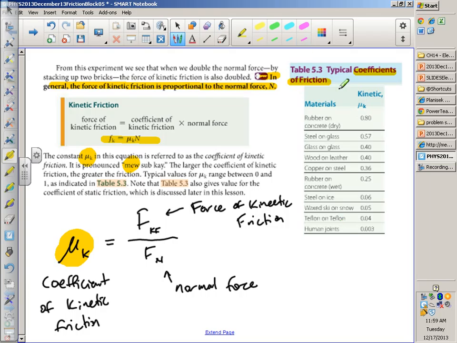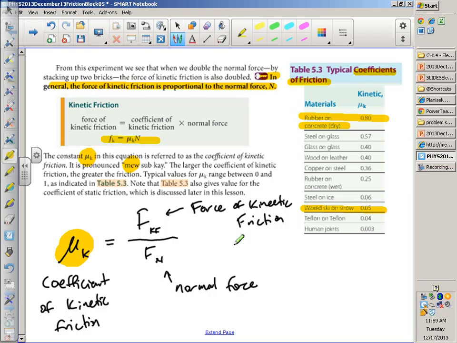And over here on the right, there's a table that shows the relationship between a couple of different surfaces. I think we talked about the idea that the coefficient of friction relates to the surfaces that are involved. But the actual force of friction depends on the objects in a given situation.